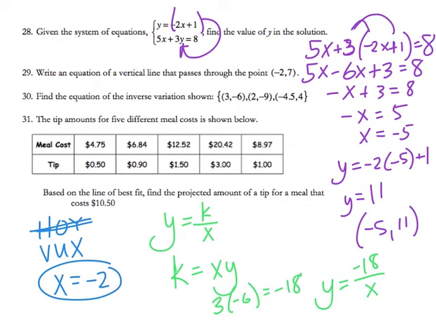Number 31 is a regression problem. If you would like to review regression, please, please, if we have school Monday, let's go with that, come and see me before school starts and we will review regression, if you are so concerned.